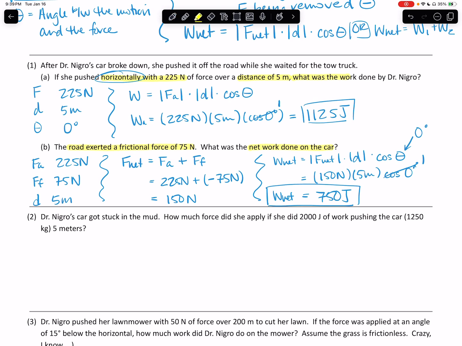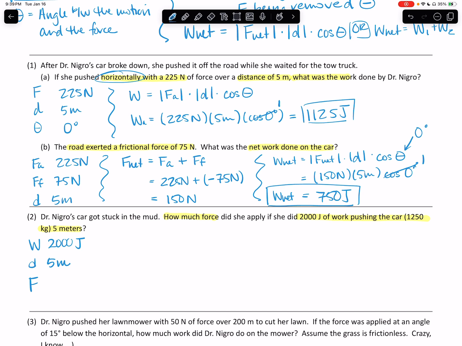Dr. Nigro's car got stuck in the mud. Poor Dr. Nigro. How much force did she apply if she did 2,000 joules of work pushing the car, 1,250 kilograms, 5 meters? So I've got a work value of 2,000 joules. I have a displacement of 5 meters. And the question asks me about force.